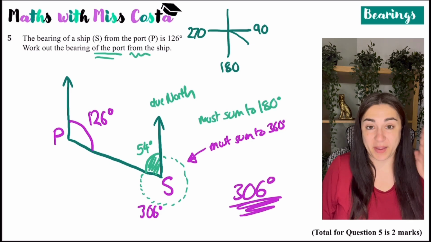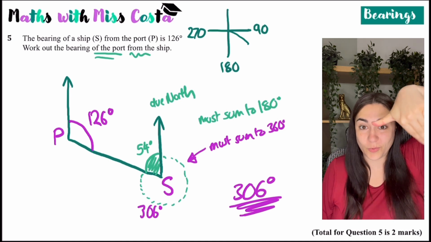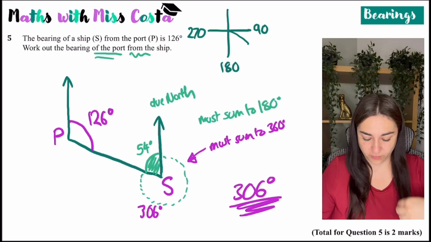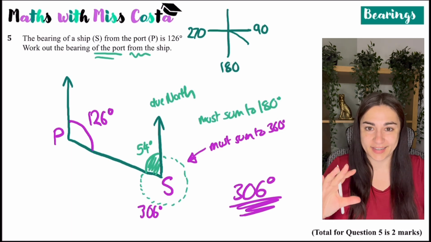The key things about bearings: you start from due north, you go clockwise until you reach the line, and your bearing must be a 3-digit number. So if I got 54 degrees, I would write that as 0.